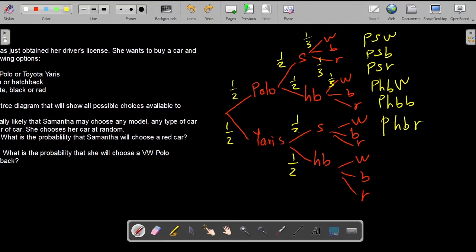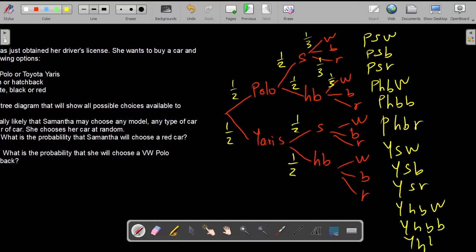Now we move on to the Yaris, and we have YSW, YSB, YSR, YHBW, YHBB, YHBR. So you have to write all of these options once again. Don't forget to write that. I think it counts 4 marks.